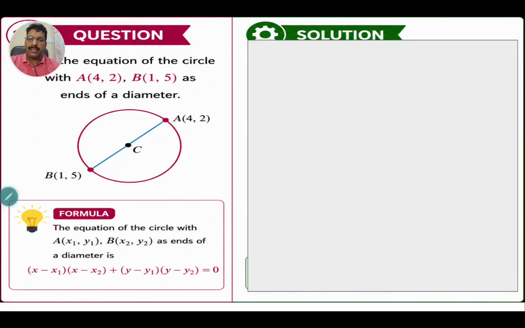With the center and radius, you can find the equation using the standard equation x minus h whole square plus y minus k whole square equal to r square. Otherwise, remember the direct formula; using this formula we can find the equation of the circle having endpoints of a diameter A(x1, y1) and B(x2, y2).